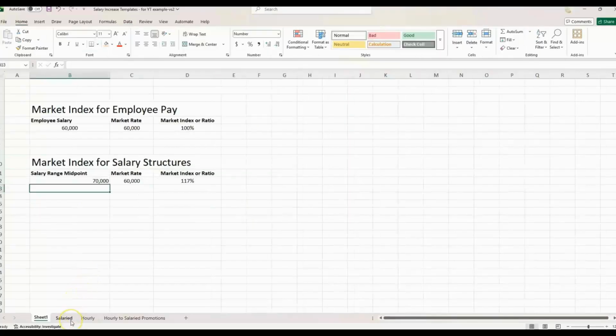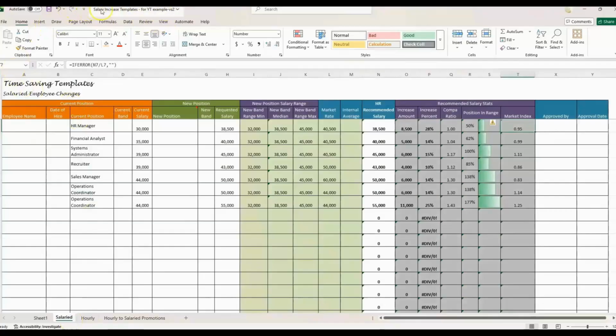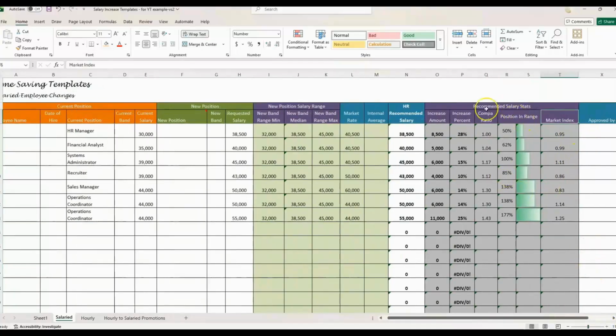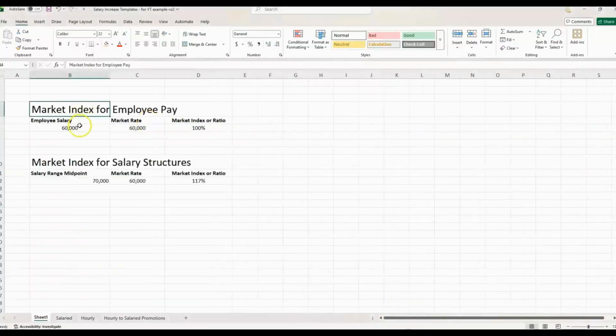This metric is already included in the salary increase template, and that's using the market index for specific employee pay and specifically for promotions. So there's just the column for the market rate or value, and then the market index column is over here, and you'll see it's displayed as a ratio in this version. It's just one of several metrics that you could look at when making pay decisions, promotions, or evaluating your salary ranges too.